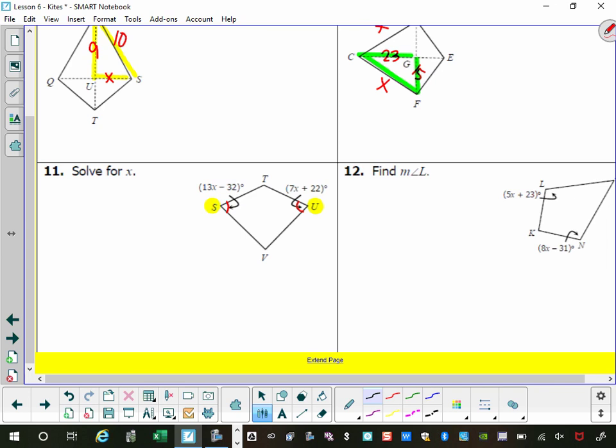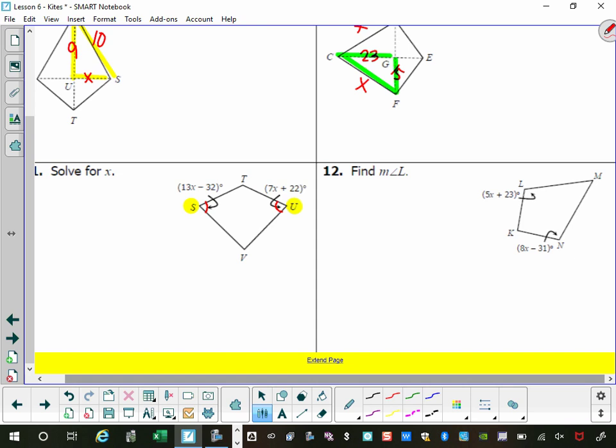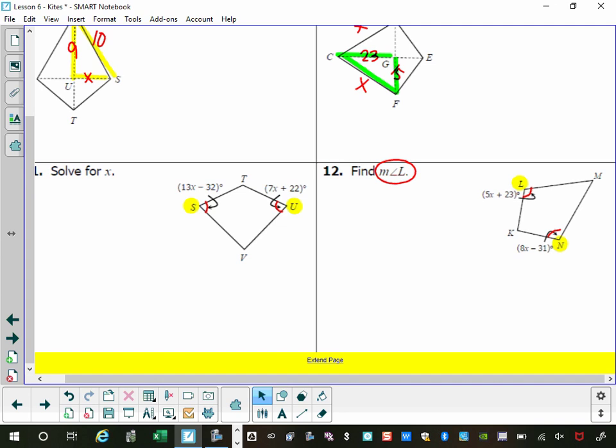On number 12, they're also opposite, so they're congruent. And they're asking you to find the measure of angle L. Don't just stop at X.